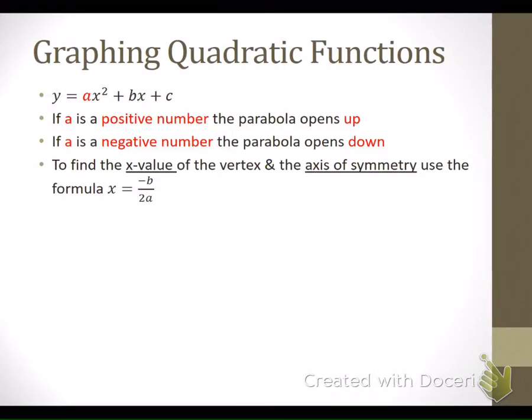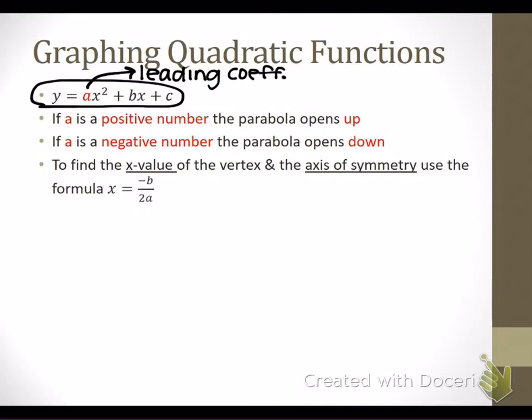Now, how do we know if our graph opens up or down? It's all about the leading coefficient. If you're looking at a problem in standard form, the leading coefficient is going to be the a, the coefficient of x squared. I want everybody to add this to your notes. This is called a leading coefficient. It's only leading because it's first. So if you're in charge of putting the problem in standard form, you've got to make sure that you've got your x squared, your x, and your constant in that order. It's the only way to guarantee that you have the correct leading coefficient.